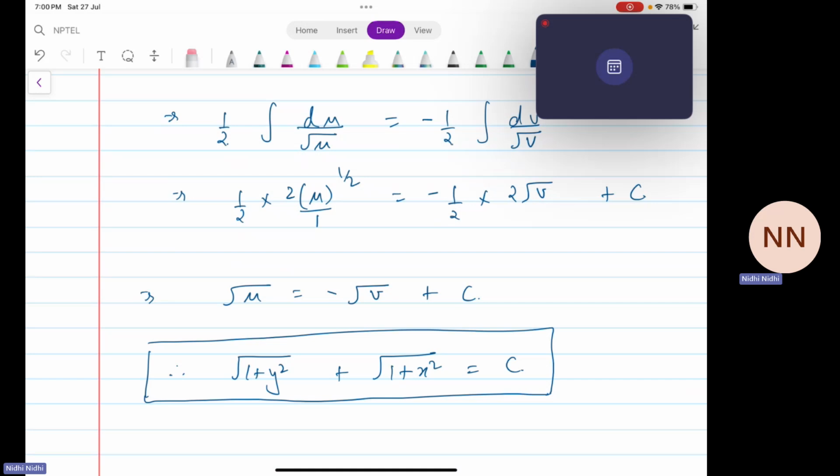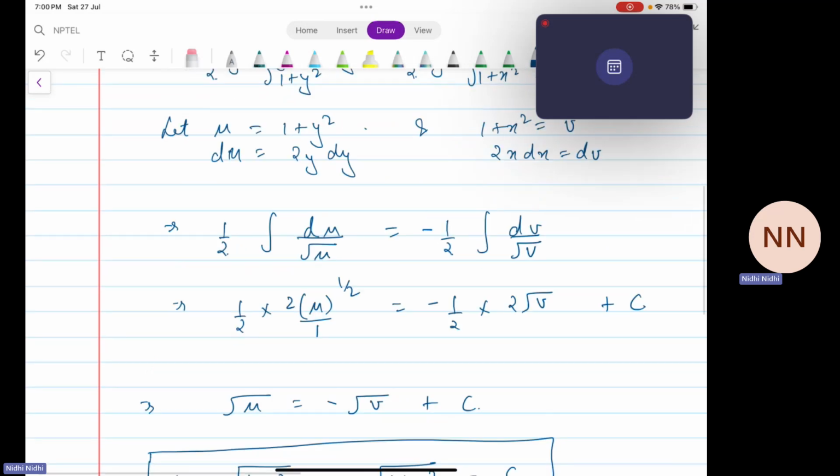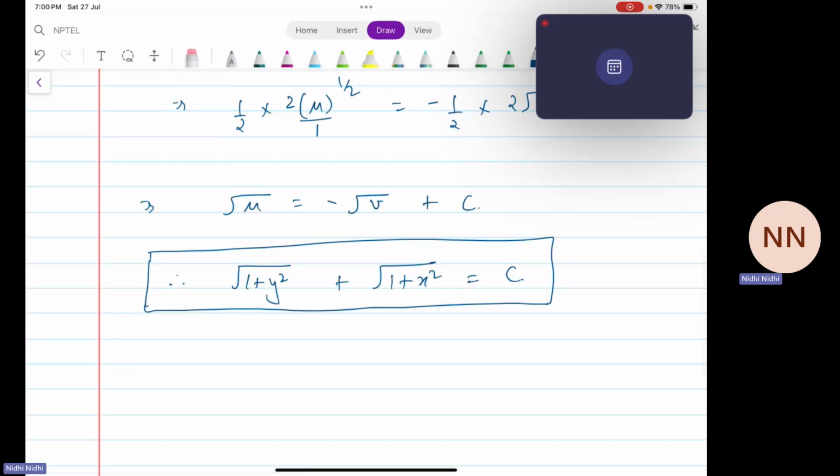So I hope this is fine. If you have any doubt regarding any step, please let me know. You can just tell me in the chat option of the classroom.